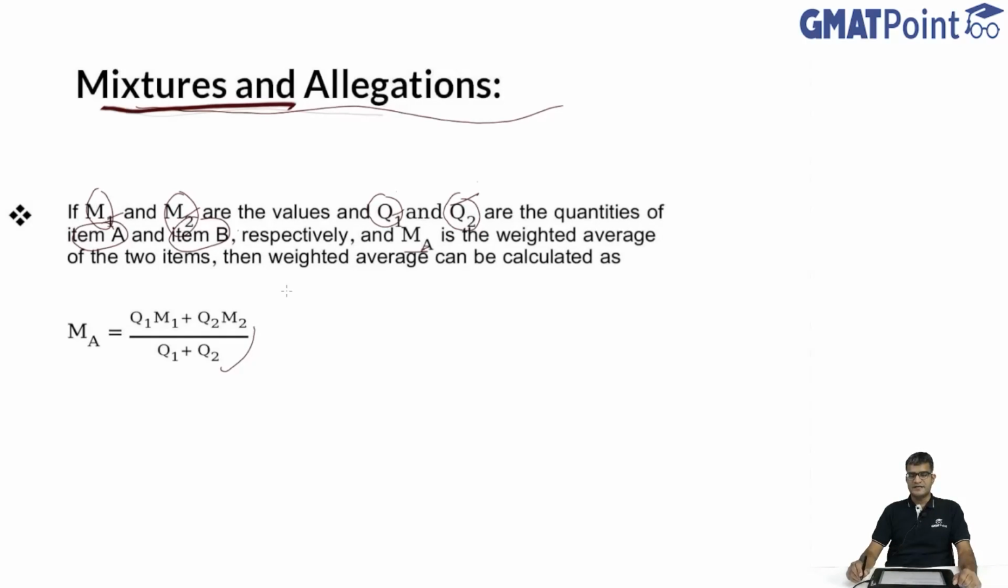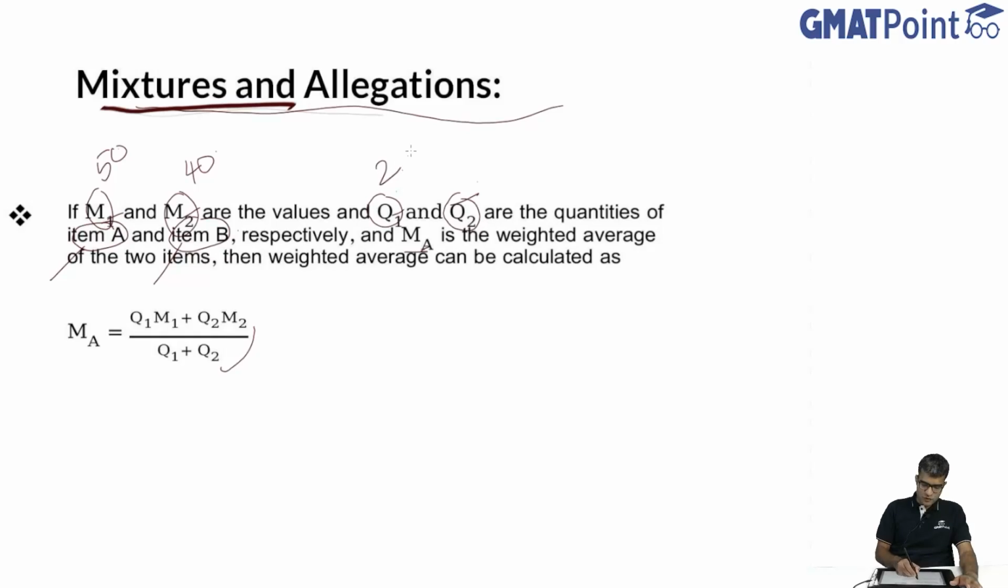What does this mean? This means suppose you have two different types of rice. Let us assume that it is rice A and rice B. Now let us assume that the cost of rice A is say 50 rupees and the cost of rice B is say 40 rupees. What is the weighted average of the entire rice that you have? To calculate that, you also need to know how much quantity of rice 1 is there and how much quantity of rice 2 is there.